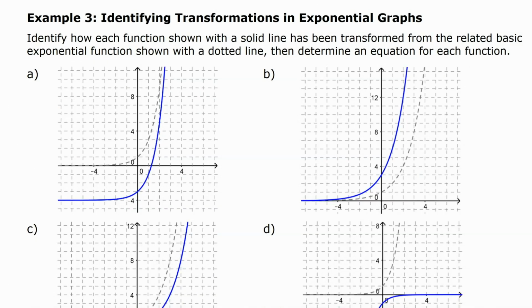All right, so we're looking at how the solid line on the graph here, the graph in blue, has been changed from the basic exponential function that's shown as a dotted line. Now the first thing you want to try and determine is the base of this exponential function. And you know it's an exponential function because it has this asymptotic behavior there where it gets closer and closer to that line. Now we can use that line as a kind of reference point to help us come up with the base.